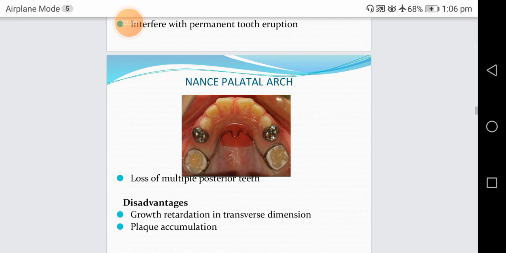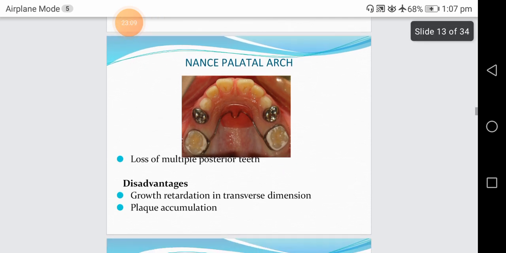Disadvantages: growth retardation in the transverse dimension. Because the sixes are connected, even if the posterior part of the palate wants to expand, it might result in retardation in the transverse dimension, but those are very rare cases. Theoretically speaking, we have to mention that it can result in growth retardation in the transverse dimension. Next disadvantage is plaque accumulation. Like any other fixed appliance, it can result in plaque accumulation.